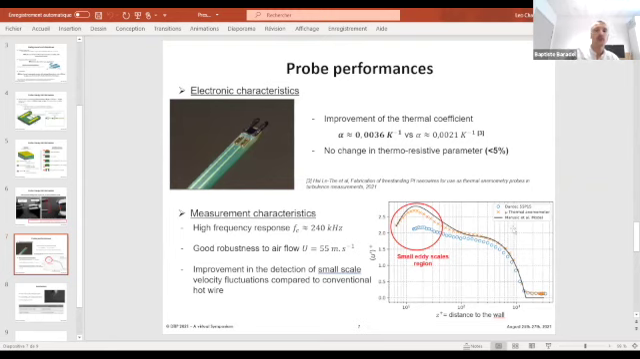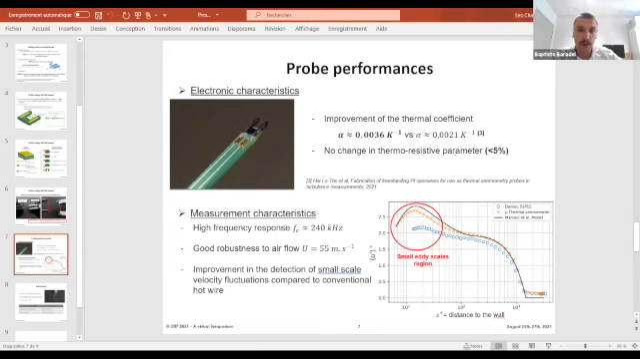Let's talk now quickly about the performance of the probe. When we performed the electrical characterization, we put forward an improvement in the thermal coefficient of our probe compared to other micro anemometers. This is even more reinforced by the fact that these thermal resistive parameters do not vary after hours of aging or after hours of measurements.